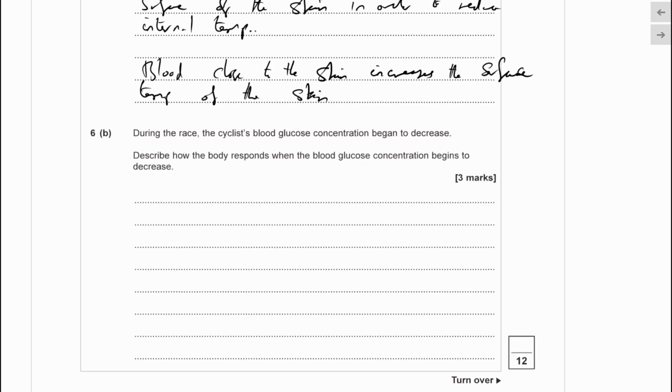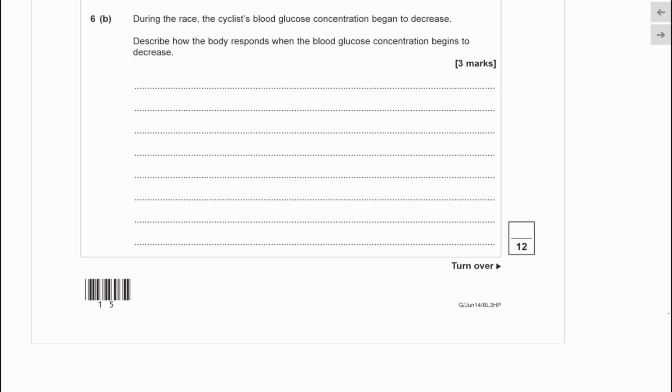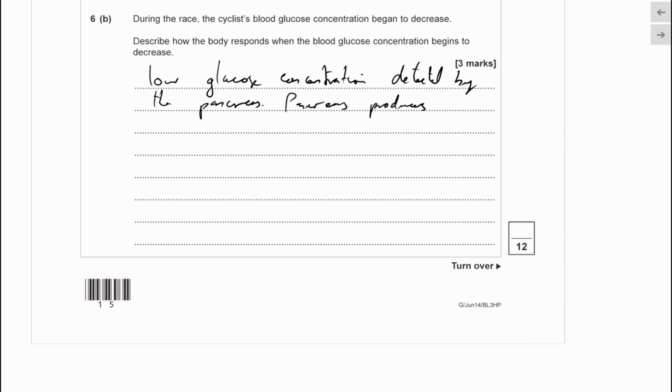Alright, now 6b says that during the race the cyclist's blood glucose concentration began to decrease. Describe how the body responds when the blood glucose concentration begins to decrease. Now, in being specific, the way that our body responds is, first we need to figure out that the concentration is low. So low glucose concentration is detected by, and remember the main organ involved in blood glucose is the pancreas. Alright, by the pancreas. Okay, pancreas then produces a hormone called glucagon.